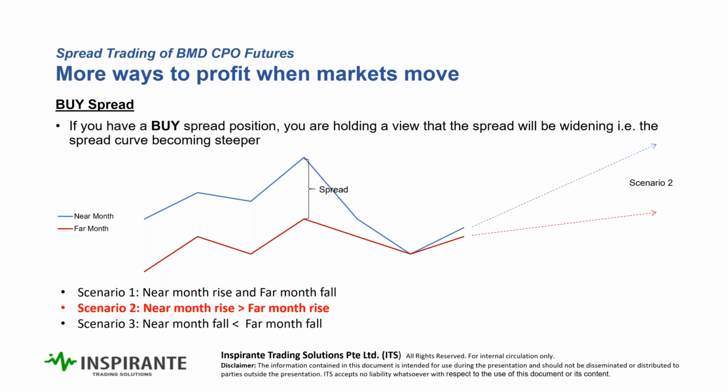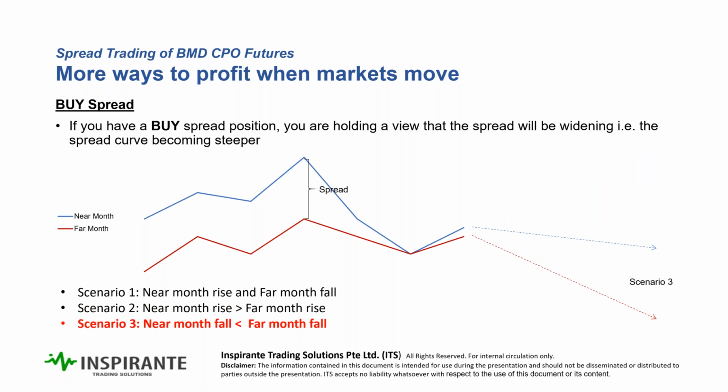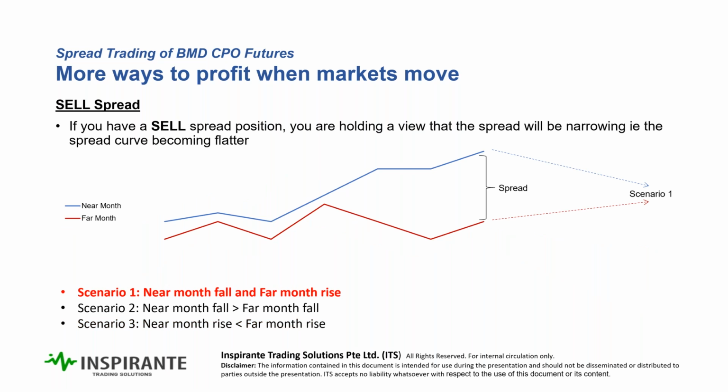As long as the near month rises more than the far, you will still be profiting from this widening of the spread. And finally, the third possibility on the long spread side: both months are falling. As long as the far month falls more than the near month, you will still be profitable in this setup. Now, let's look at the reverse side, the short spread.